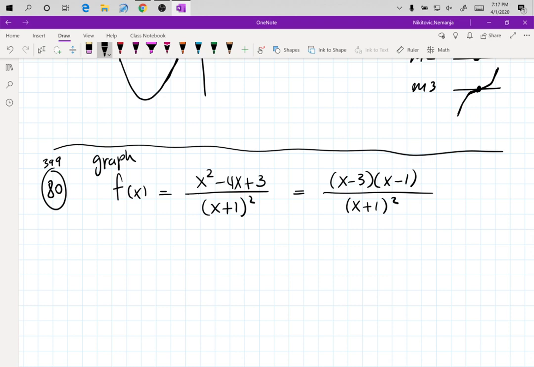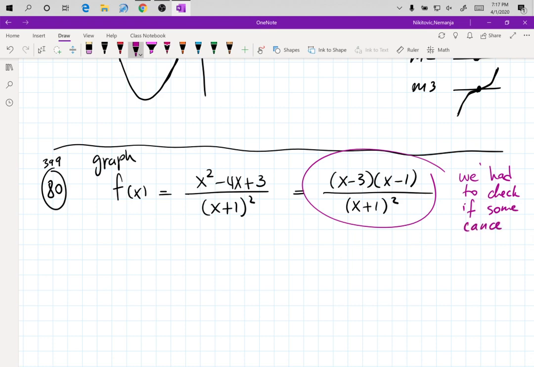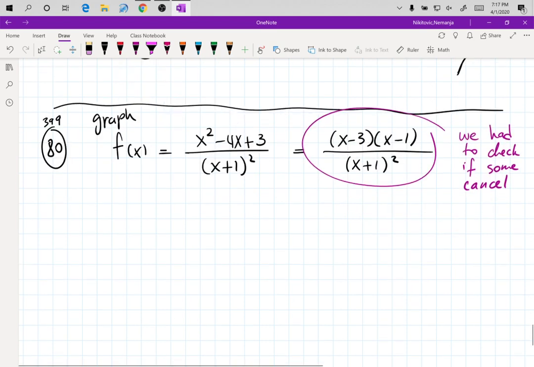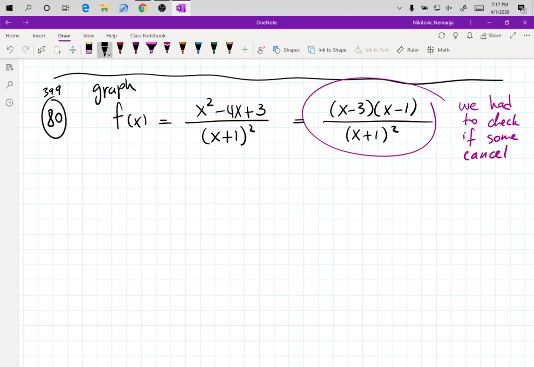Okay, nothing cancels. So let me just put this note over here. We had to check if some cancel, but nothing canceled, right? So we're just going to go with the program. We have vertical asymptote calculation, which is x plus 1 squared equal to 0, which is just x plus 1 equal to 0, which is x equals negative 1 for vertical asymptote.